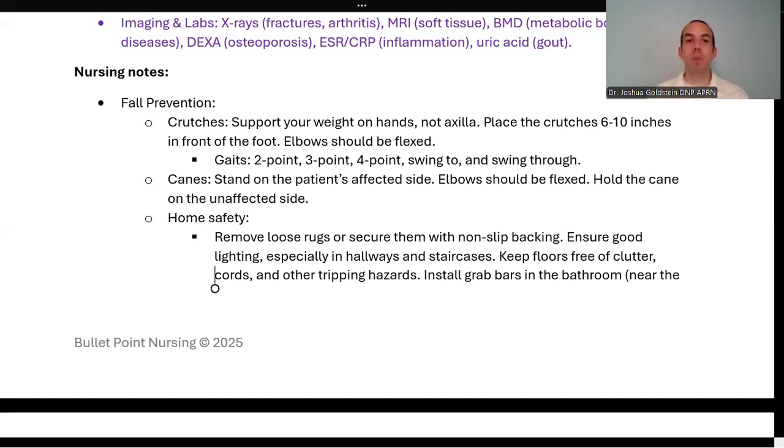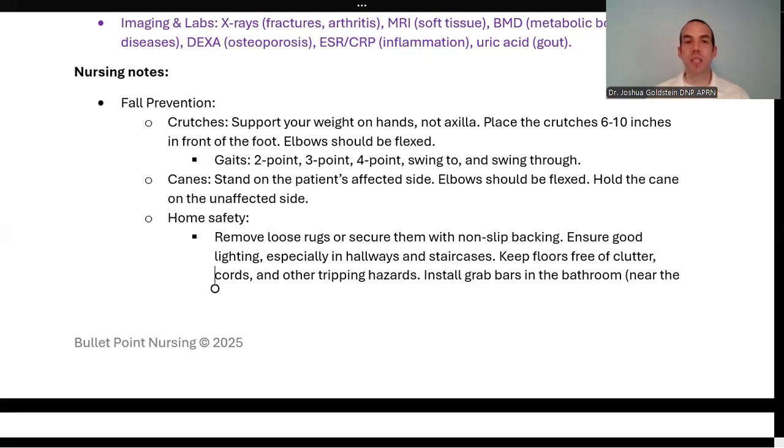Next, when we use a patient's cane, you're supposed to stand on the patient's affected side. You may see differently, by the way, on which side you're supposed to stand on. So I put the affected side because that's what most of the textbooks say, but you may be told the other way. Go with what your school tells you. Next, elbows should be flexed. The cane should be on the unaffected side. Okay, the cane is always held on the unaffected side.